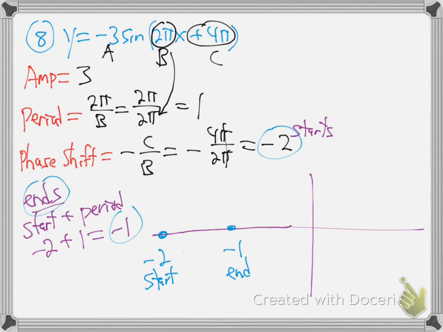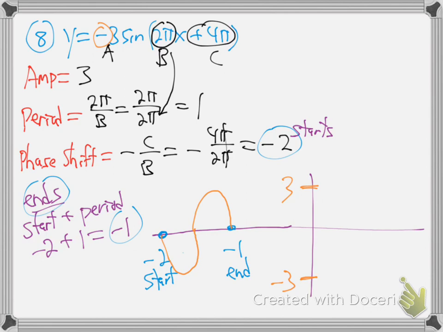And then it's a sine graph. So what is it going to do in between there? It's going to go high, 0, low, 0. Is it going to go up first or down first? Down. Yeah, because of the negative, it's actually going to go down first, then up. But it'll do its whole cycle, right? Down, 0, up, 0, between -2 and -1. And how high and how low? Well, it's going up to 3 and down to -3 because the amplitude's 3.